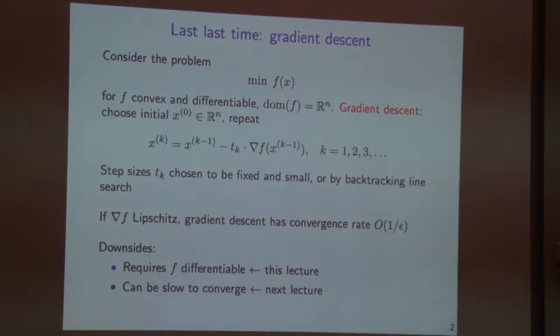The two downsides were that it requires f to be differentiable. We're going to actually overcome that this lecture by using subgradients. The second downside is that it can be slow to converge. So you may need many iterations to get within a good distance of the optimal criterion value. Okay, and we're going to talk about that next lecture.